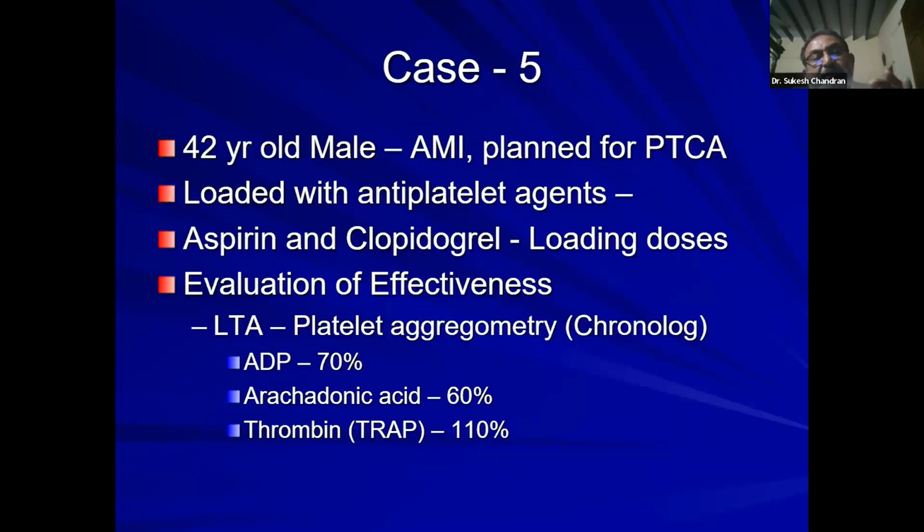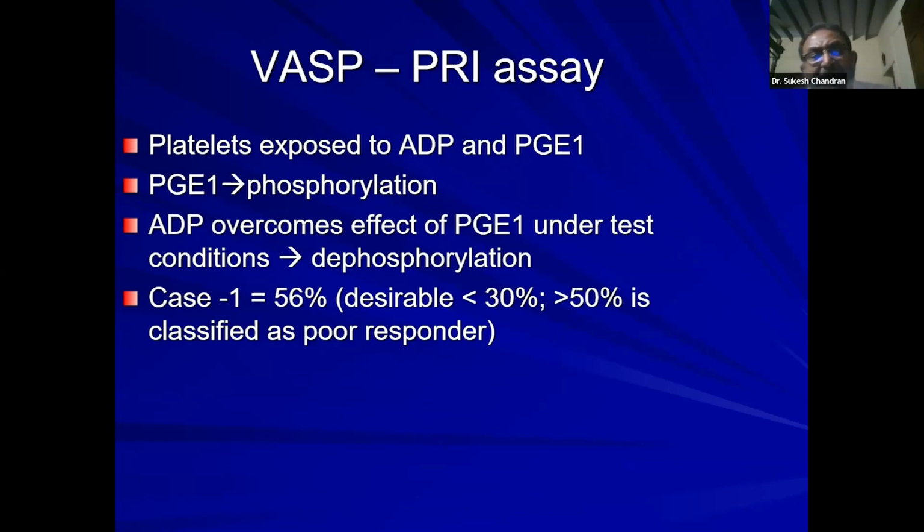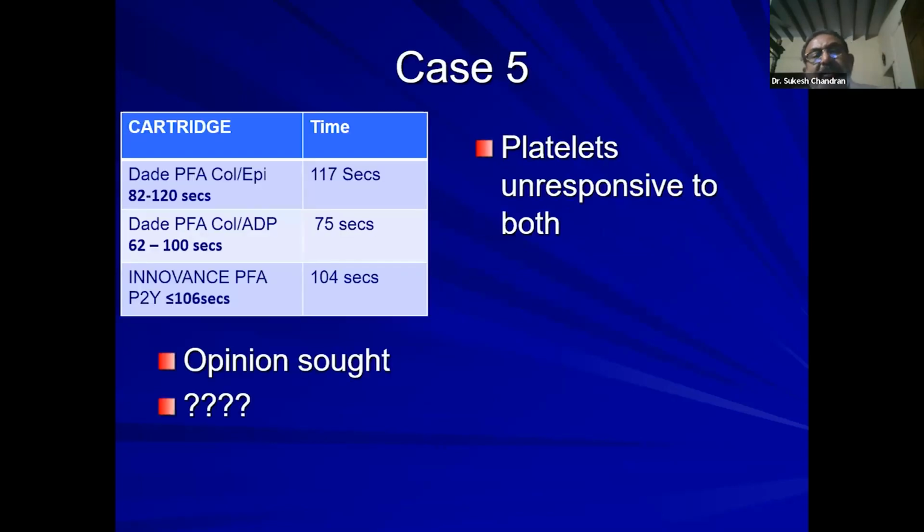Now, coming back to this patient, a 42-year-old male who had acute myocardial infarction, waiting for coronary angiogram. He was given a loading dose of aspirin and clopidogrel. And the cardiologist asked, can you identify whether this patient is responding to these antiplatelet agents? So we have a few tests like aggregometry. Then we have a VASP assay, which is done by flow cytometry. All of these assays showed that this patient is not responding to clopidogrel as well as aspirin.